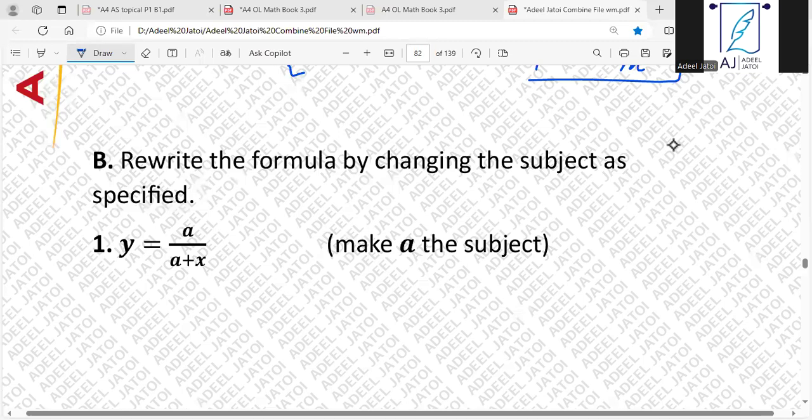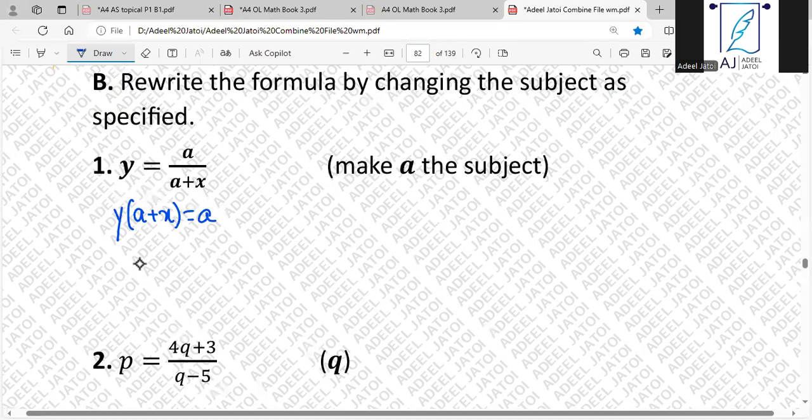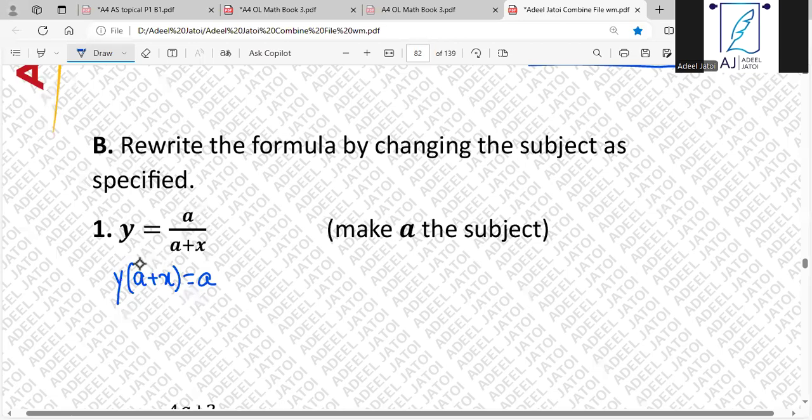Question number 1. Now see that you already have two a's here. You need to make a the subject, and you have two a's. So obviously to make the subject, we need to make both the a's become 1. To make it become 1, what we can do is, we can change this a plus x on the other side. So this will be y, and a plus x will be multiplied on the other side. Similarly, to open the brackets, we can always open it. So this will be ya plus yx is equal to a.